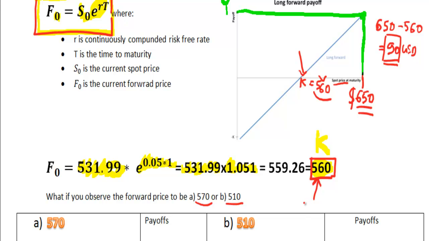So in a nutshell, there exists an arbitrage opportunity here. If the price that we observe today is either above or below 560, there is free money for us to be made. Let's first take a case where the price is above 560, i.e. 570, and then we'll take a second scenario where the price of the forward is actually below 560. Let's see how we can arbitrage these prices and make money out of it.